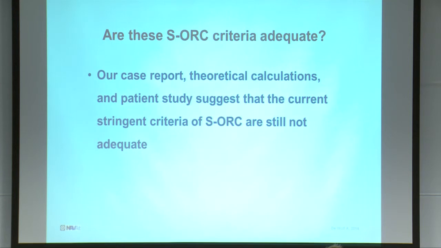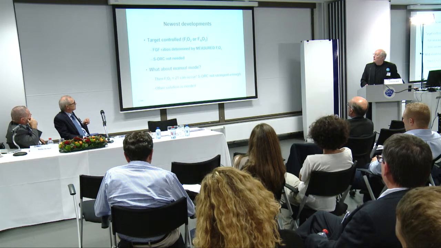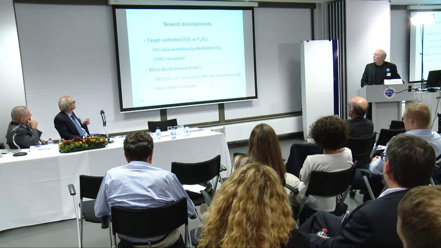So our case report, our theoretical calculations, and the patient study suggested that the current stringent criteria of S-ORC are still not adequate. So what should we do now? Should we use more stringent criteria? The problem is that these thresholds depend on the amount of oxygen that the patient is consuming, the actual oxygen uptake, and it really depends also on the machine configuration. And instead of trying to be proactive for all possible situations in terms of patient uptake of oxygen and for all anesthesia configurations, it's probably better to use target controlled FiO2 or FaO2.